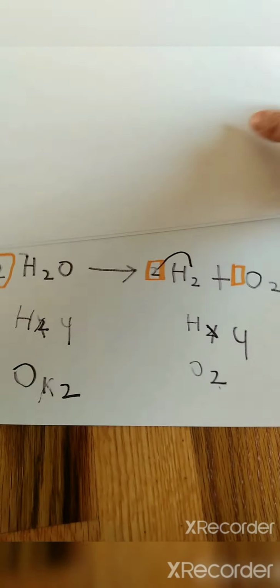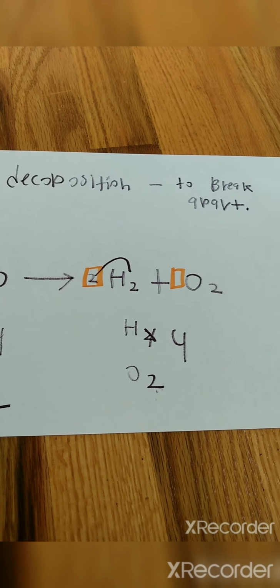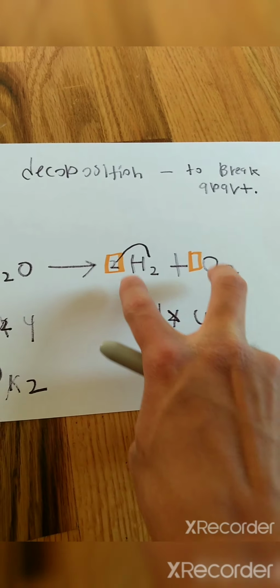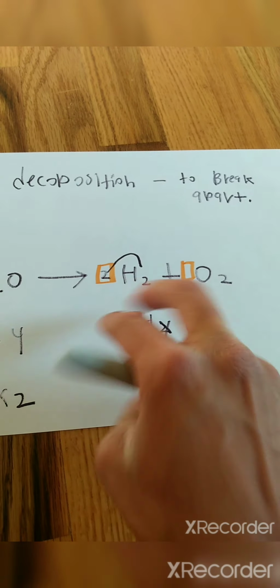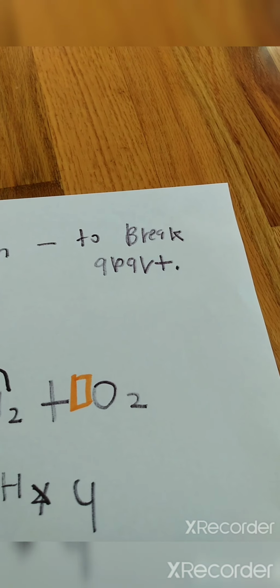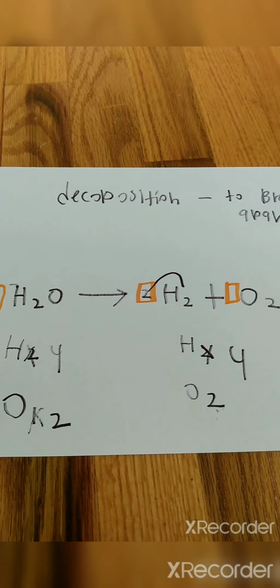This is what we call a decomposition reaction. It means to break apart a compound and make the 2 elements separate from each other. It means to break apart or deconstruct. This is an example of a decomposition reaction.